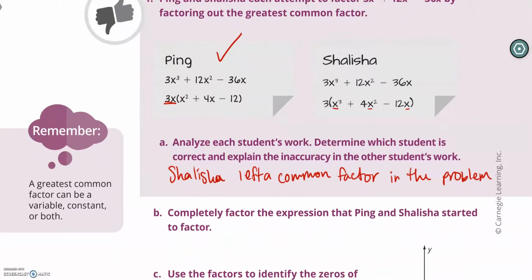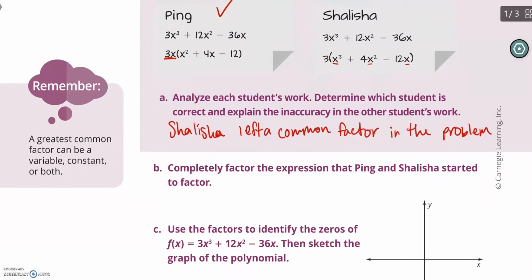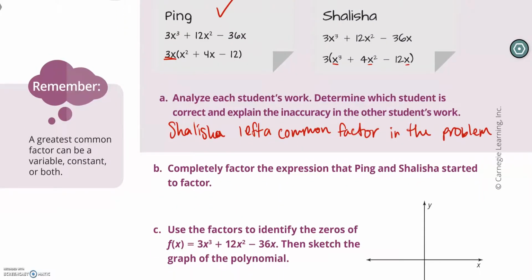So now we want to completely factor. If you just finished watching the video, we just talked about completely factoring, and this is going to be way more simple than those last few ones. We're going to go off of Ping's work because he did it correctly. So what we have left to factor is 3x times the quantity x squared plus 4x minus 12.